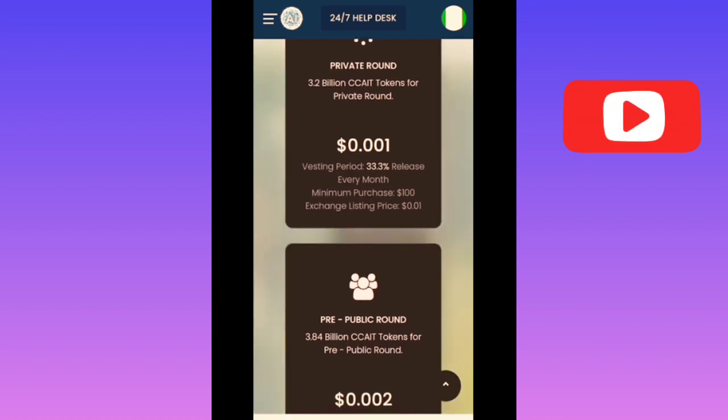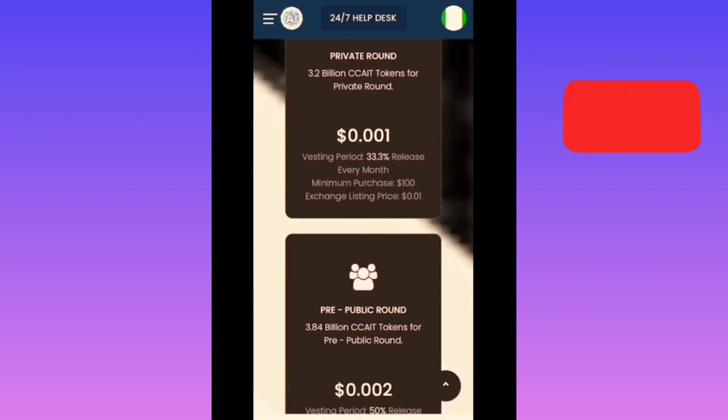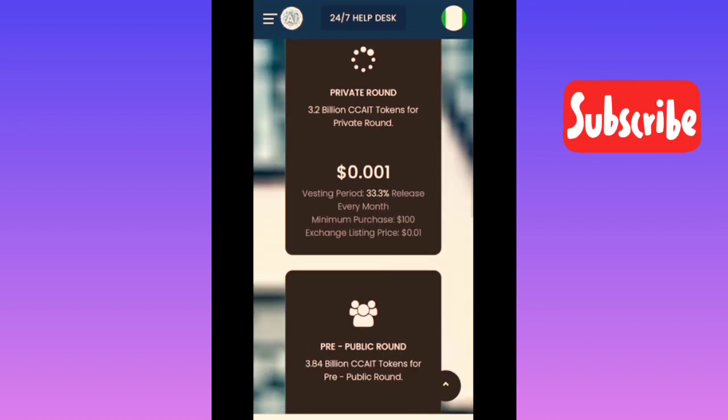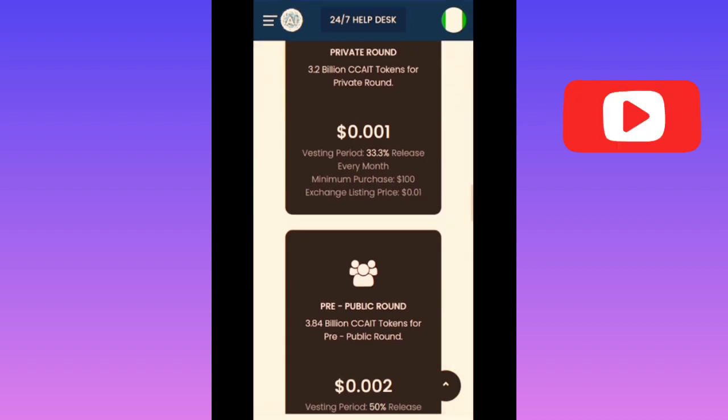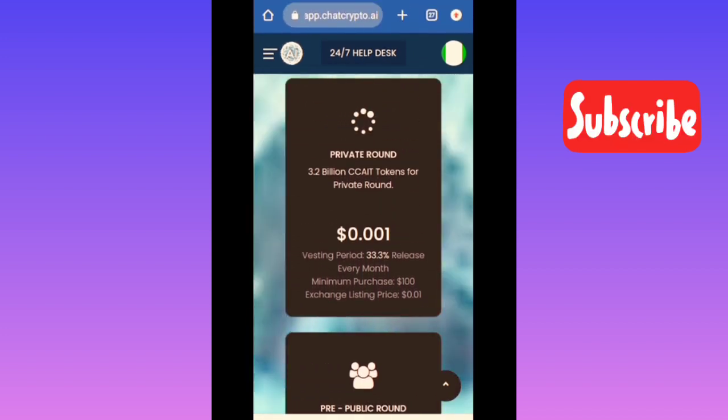33.3% release every month. Look at this. So meaning in less than 5 months you are done collecting your complete money here, if you buy this next round, which the minimum purchase is $100.